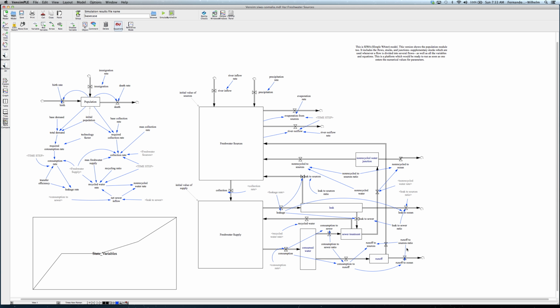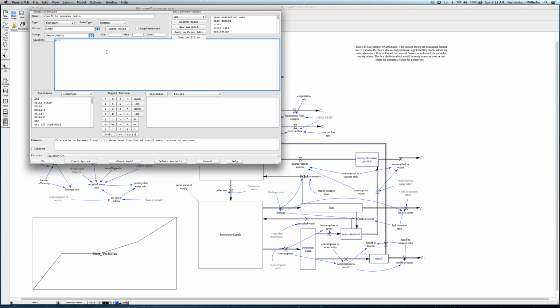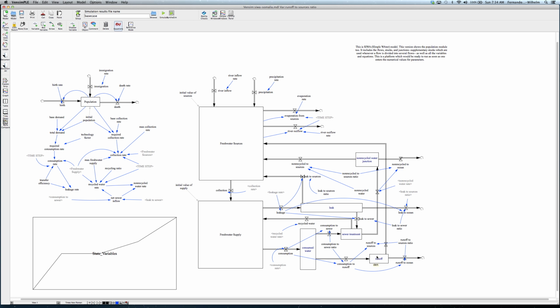To do that split, I go back to the equation mode: we use this runoff to sources ratio, which is a fraction. It's a coefficient between 0 and 1, and it tells you what proportion of that water is partitioned. In this simulation it is 20%, and this shows what fraction of runoff water returns to the sources. Let me go back to the schematic here. 20% of this runoff goes to the sources, and the other 80% goes to the ocean. And we do this in several of the situations.